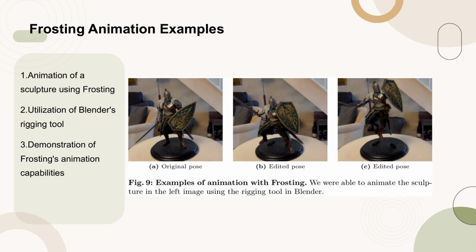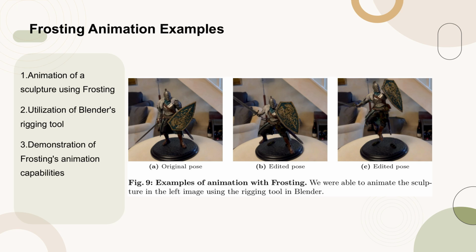Figure 9 showcases examples of animation achieved with frosting. Specifically, it demonstrates the successful animation of a sculpture, as depicted in the left image, using the rigging tool available in Blender. This example highlights the animation capabilities of frosting, emphasizing its effectiveness in bringing static objects to life through dynamic movement.